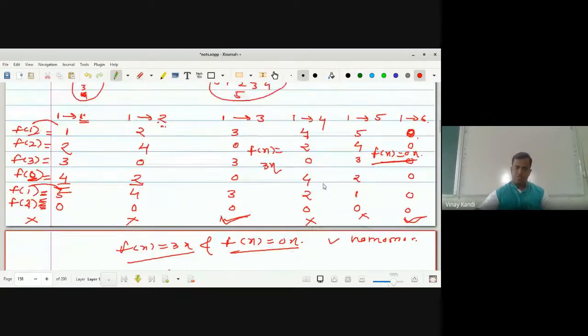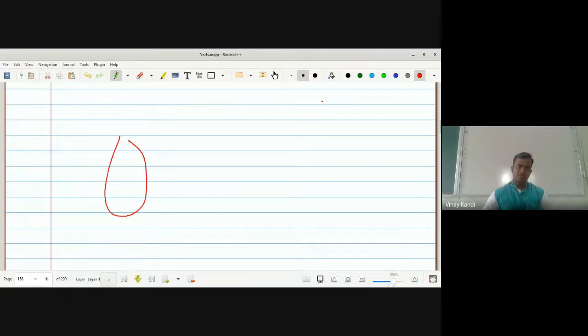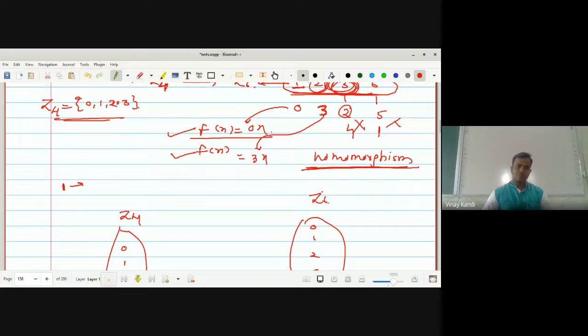These are shortcuts, I will tell you tomorrow how. Why are these not homomorphisms? This is not even a function: 1 maps to 1, and again 1 maps to 5. Here 1 maps to 3, and 3 maps to 3. Look at it. This is Z4, this is Z6. This is 0, 1, 2, 3, this is 0, 1, 2, 3, 4, 5. 1 maps to 3.